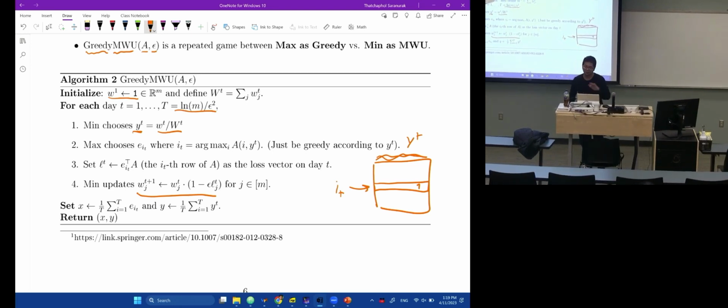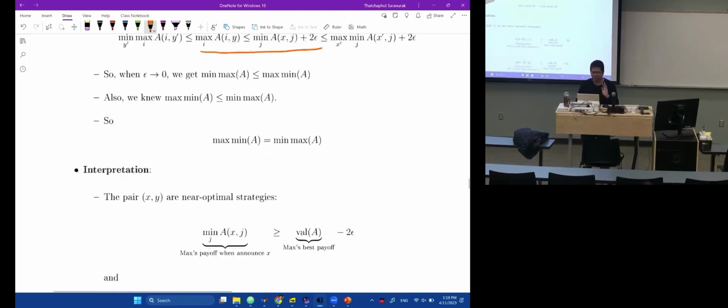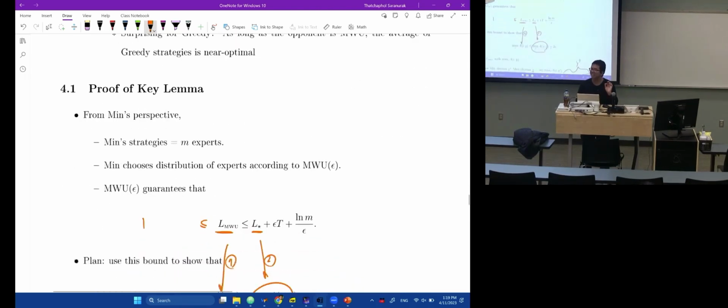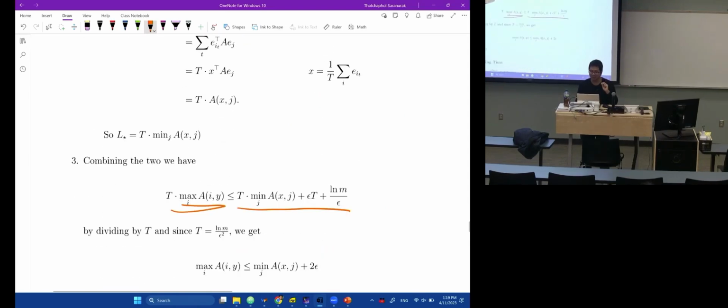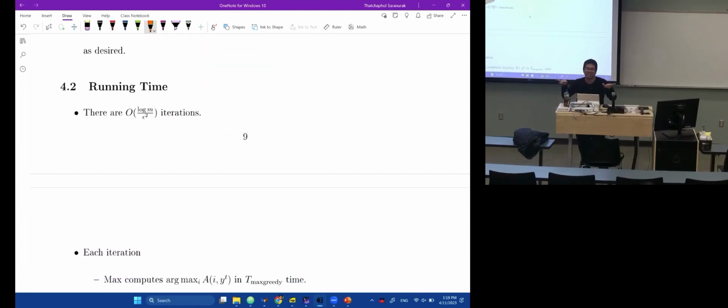There's no regret in using weight update, even if you don't know the best strategy, the best column. That's the intuition for why it's good to follow the distribution of weight update when you have no idea which one is the best strategy.